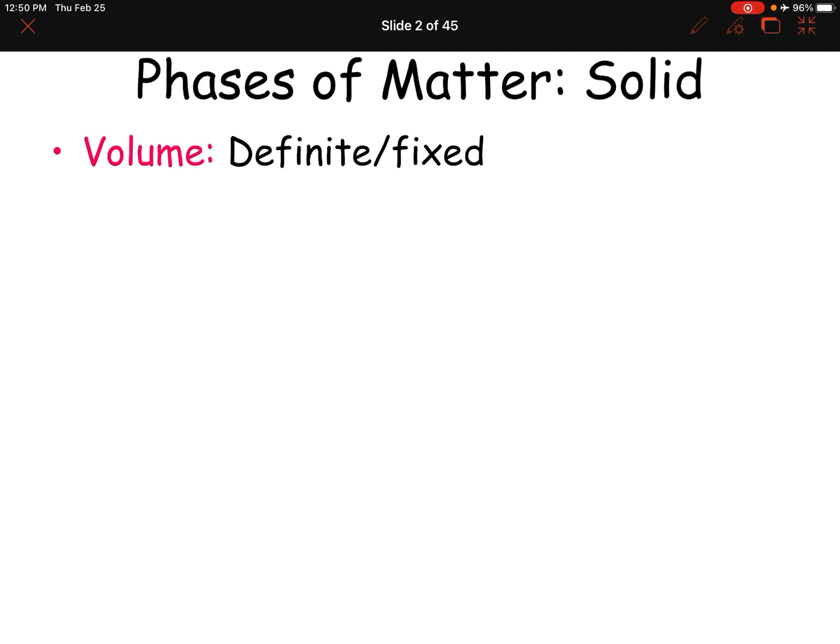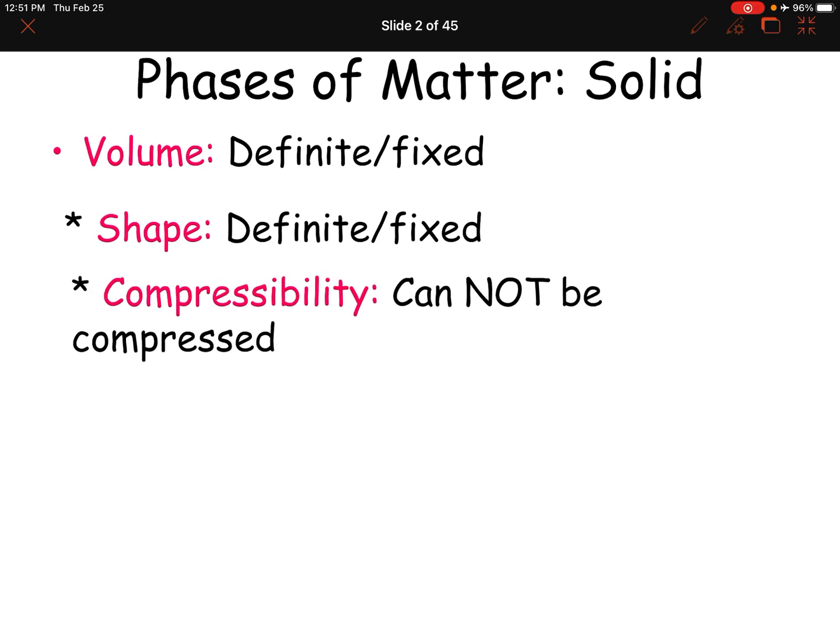So when you have a solid, like your phone or a block of wood or something, the volume of that object is definite or fixed. It's not going to change. You can do anything to it, but the volume will stay the same. The shape of your object will also not change. It's a definite or fixed shape. You cannot compress the solid particles together.